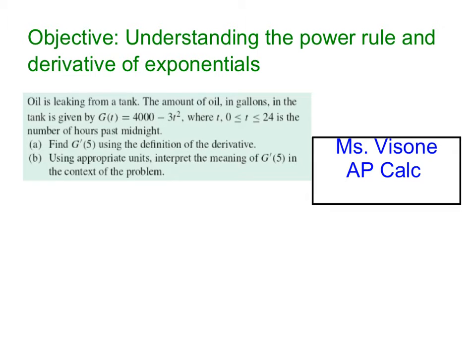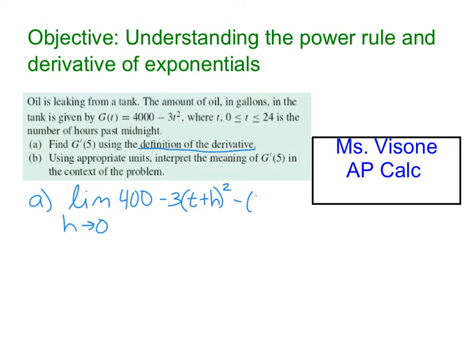So notice it says the definition of the derivative. This is a practice free response problem. So because it says definition of the derivative, you have to do the limit. So for A, it's going to be the limit, h approaches 0, 4,000 minus 3 times t plus h squared minus 4,000 minus 3t squared all over h. So go through and figure that out.